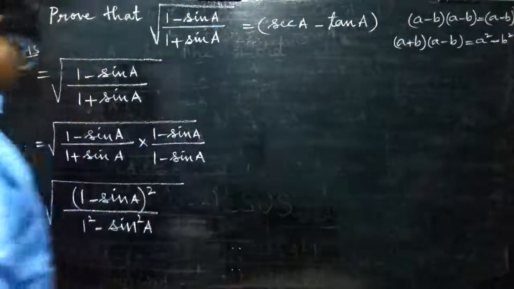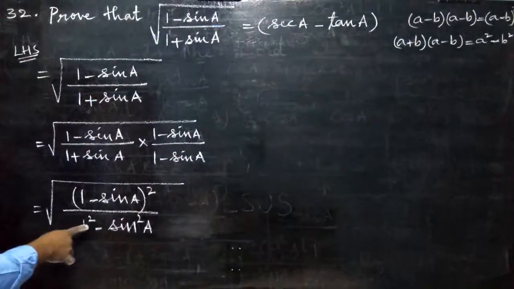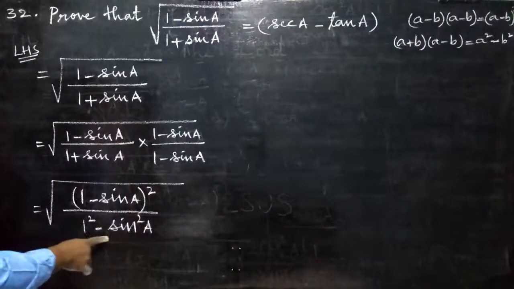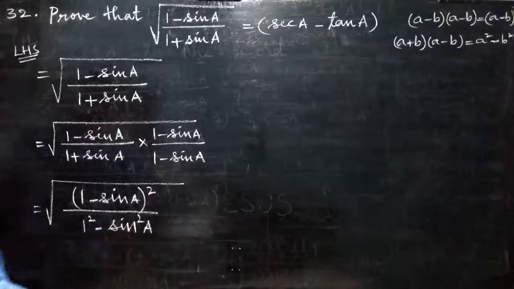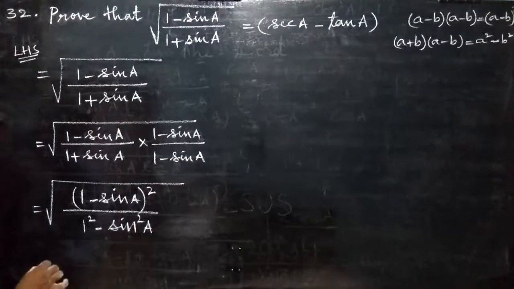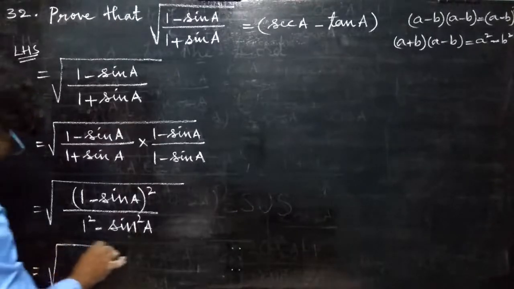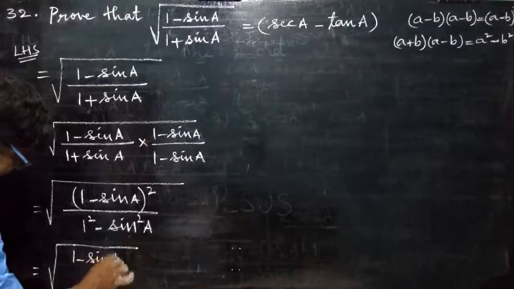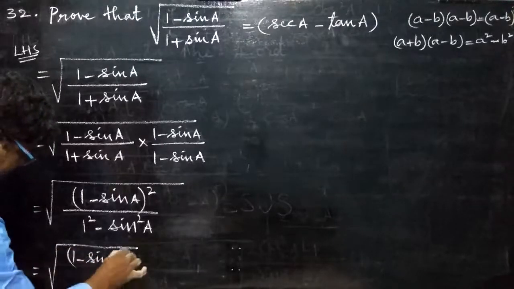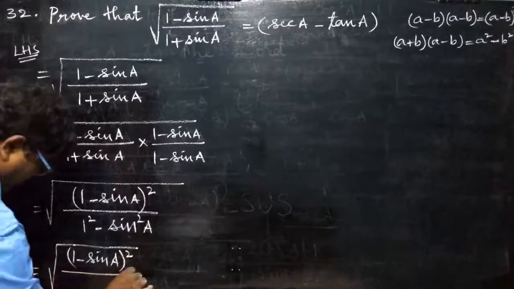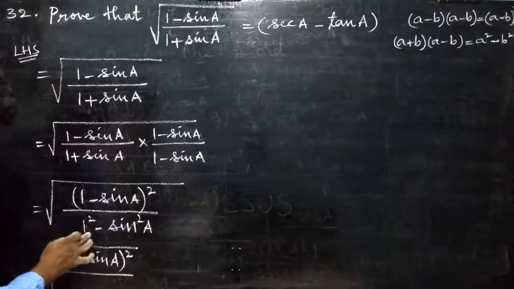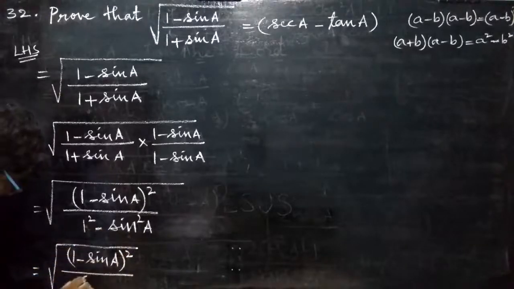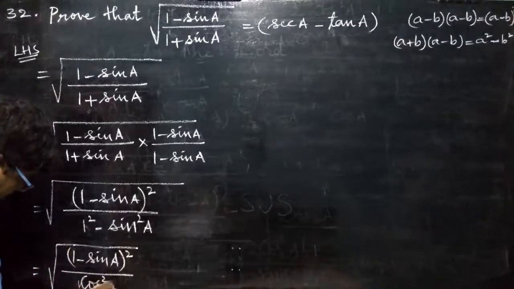So, now 1 square means 1 only. 1 minus sin square is cos square. So that is equal to square root of 1 minus sin A whole square, as it is, you write. Don't expand. By 1 square means 1 only. 1 minus sin square is cos square. This we got from identities.